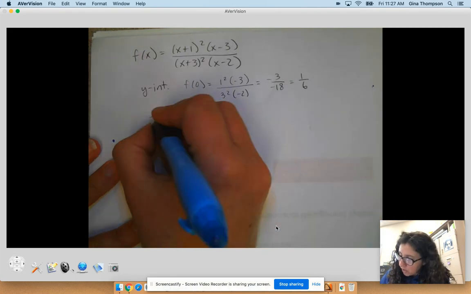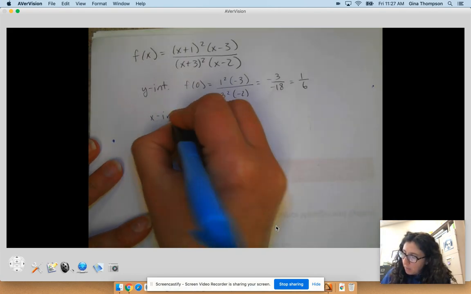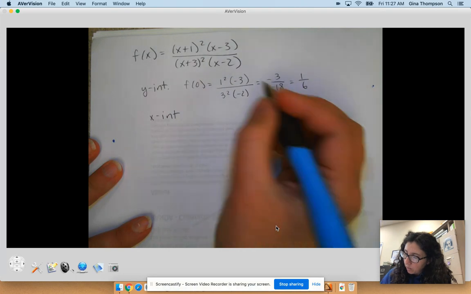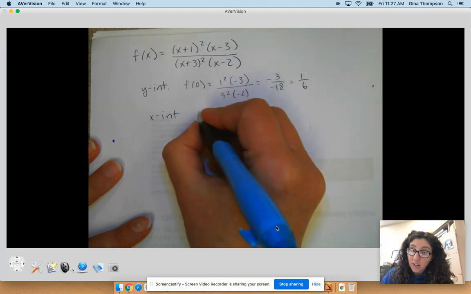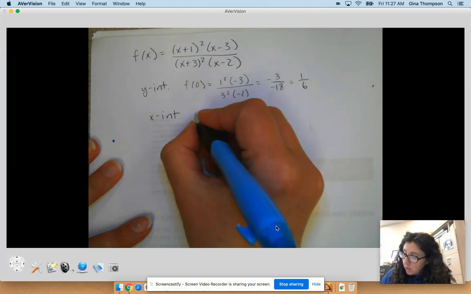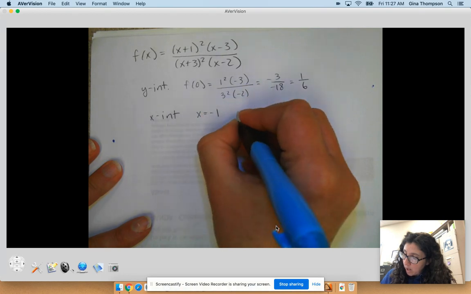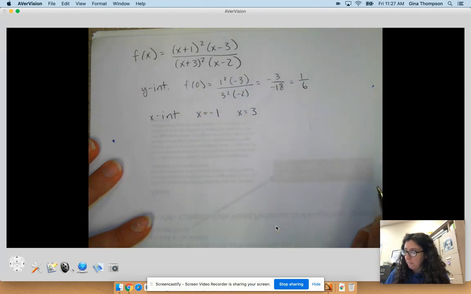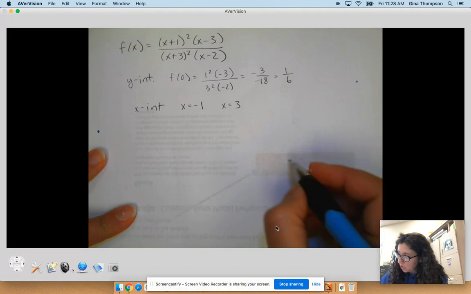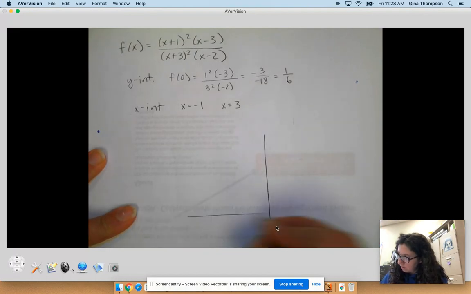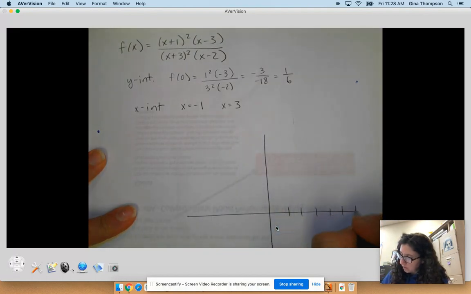All right, how about x-intercepts? They happen where the numerator is 0. So we can see this is already factored for us, which is very nice. This is going to happen at x equals negative 1 and at x equals 3. So actually, let's start making our graph here. 1, 2, 3, 4, 5, 6.